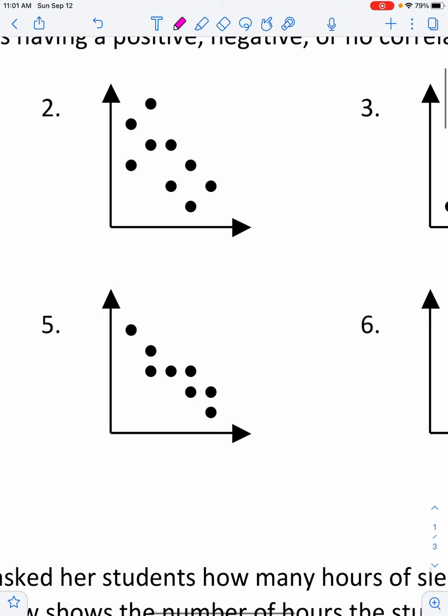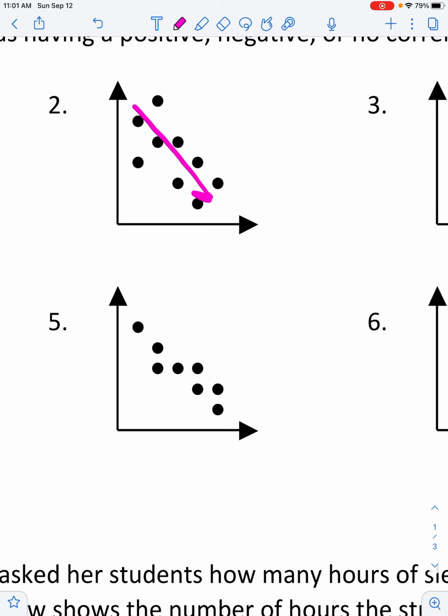Question 2. This one definitely looks like it has a negative correlation. And R, it looks like they're pretty close to that line. So I'm going to estimate R to be, now remember we said negative, so it has to be a negative R, negative 0.8.